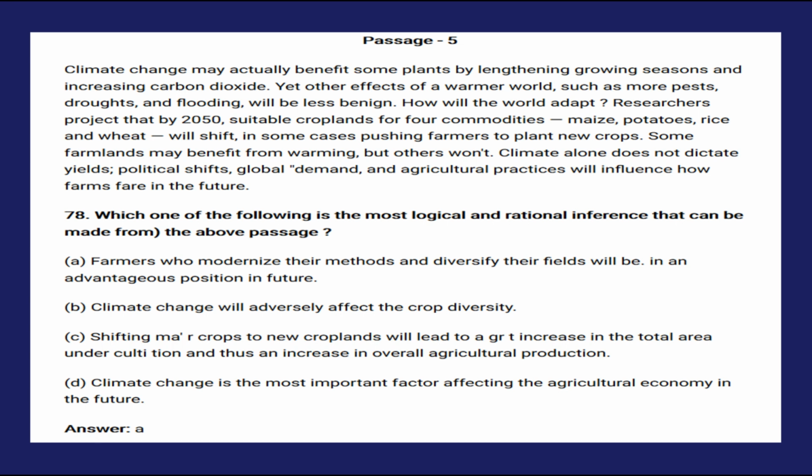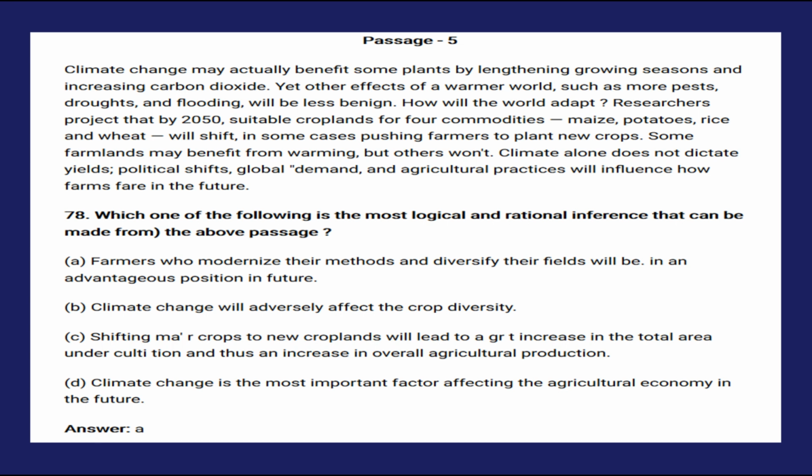Question 78. Which one of the following is the most logical and rational inference that can be made from the above passage? Statement A, option A. Farmers who modernize their methods and diversify their fields will be in an advantageous position in future. Option B. Climate change will adversely affect the crop diversity.